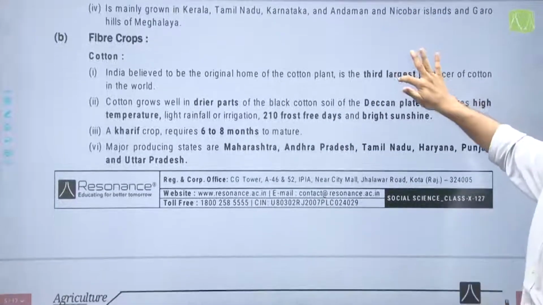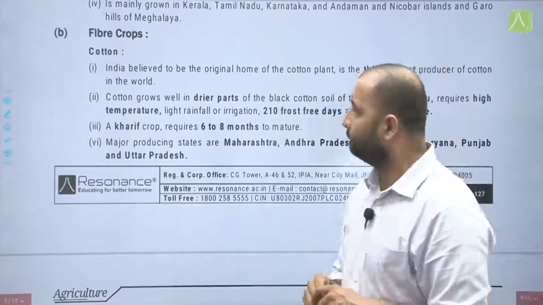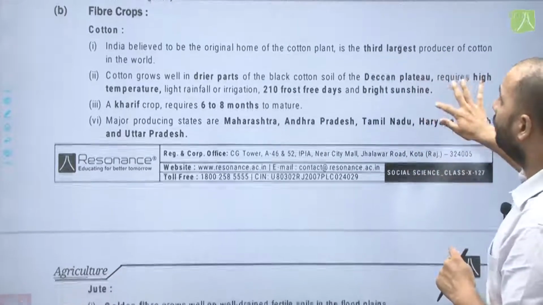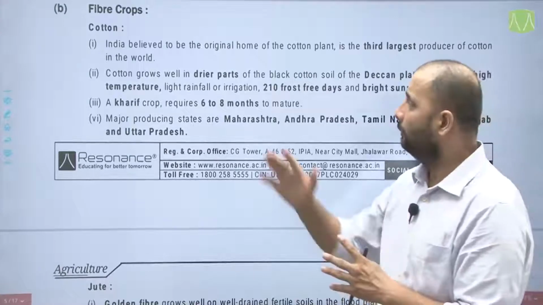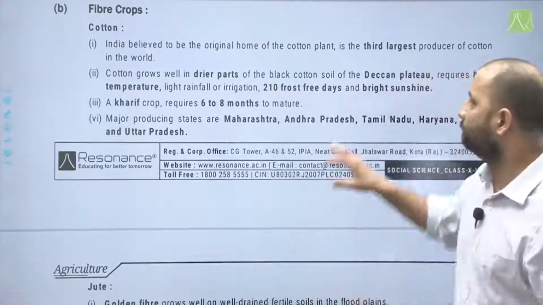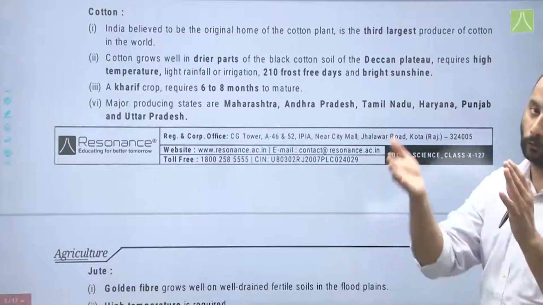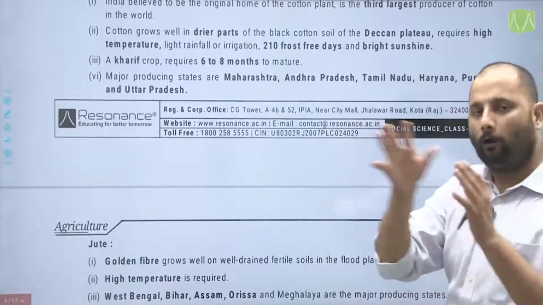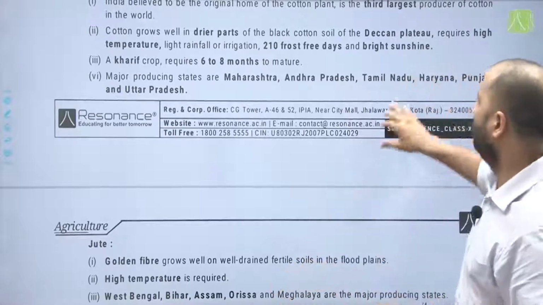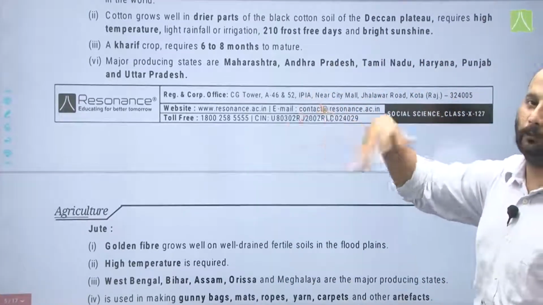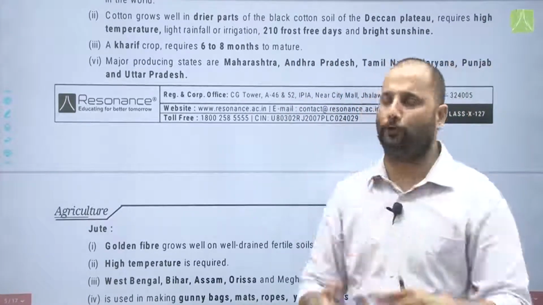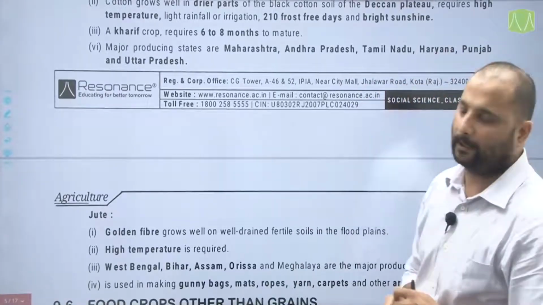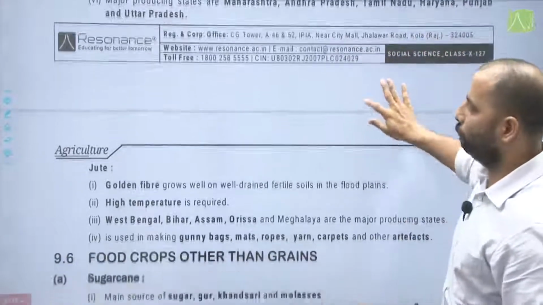Next are fiber crops. First is cotton. India, believed to be the original home of the cotton plant, is the third largest producer of cotton in the world. Cotton grows well in the drier parts of the black cotton soil, also known as regar soil, of the Deccan Plateau. It requires high temperature, light rainfall, almost 210 frost-free days and bright sunshine. A kharif crop, it requires almost 6 to 8 months to mature. Major producing states are Maharashtra, Andhra Pradesh, Tamil Nadu, Haryana, Punjab and Uttar Pradesh.